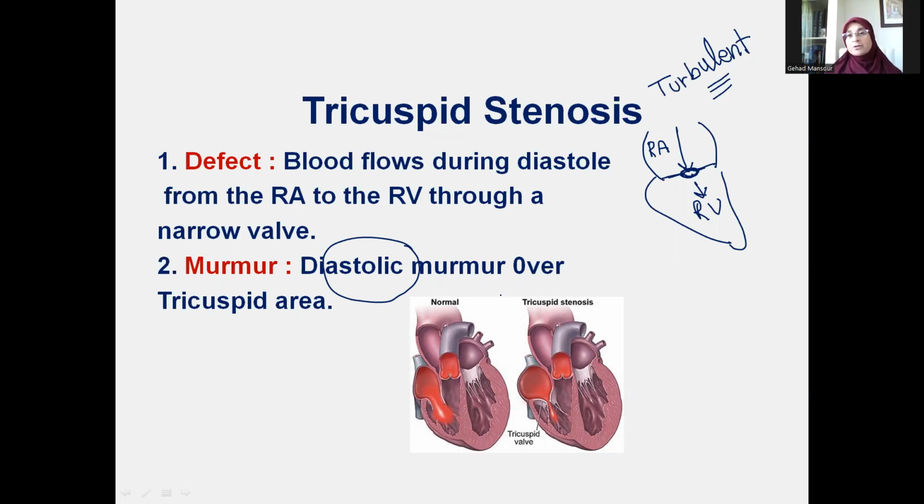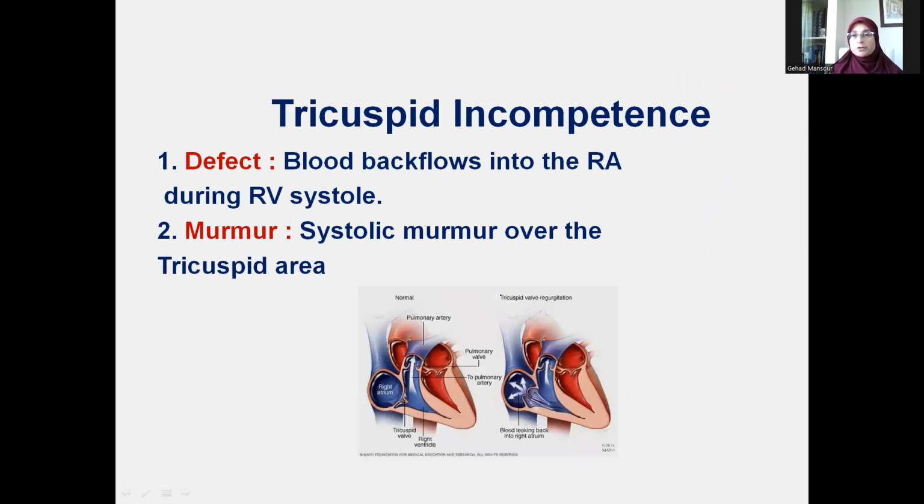If both of them are diastolic, the difference is in where you would best hear the murmur. In case of tricuspid stenosis, of course, you would hear the murmur best in the tricuspid area, to the left edge of the sternal border, fifth intercostal space. Similarly, tricuspid incompetence, as you see here, will result in regurgitation of blood from the right ventricle that lies here to the right atrium because of the incompetent tricuspid valve.